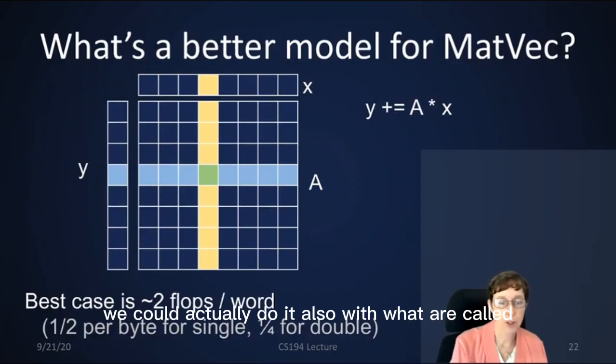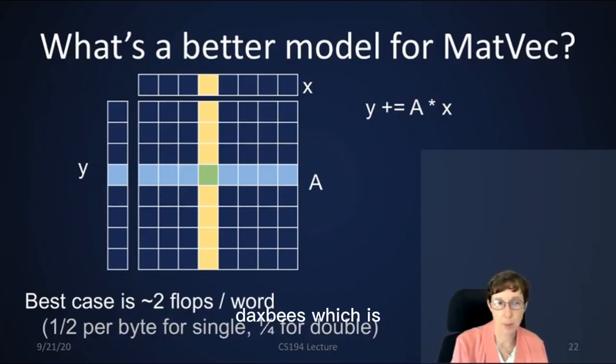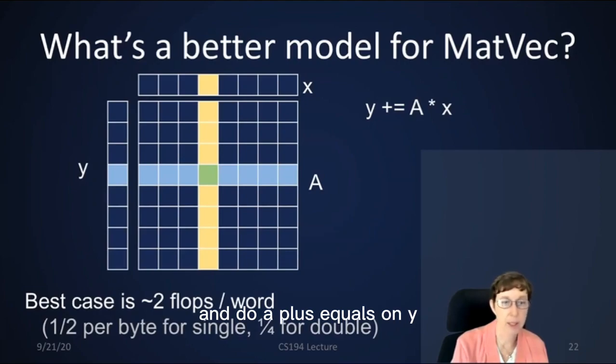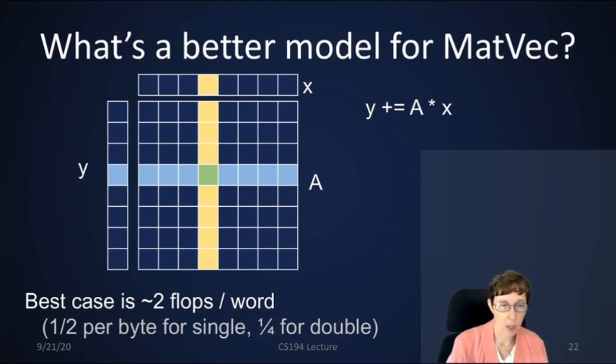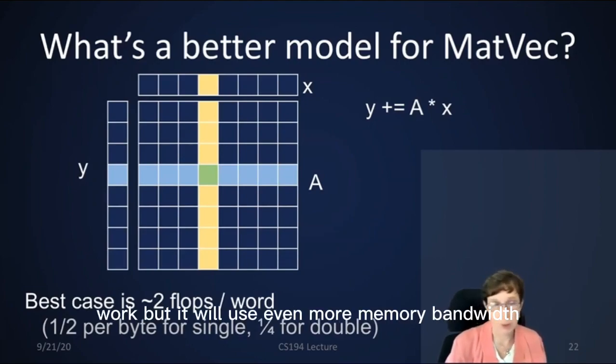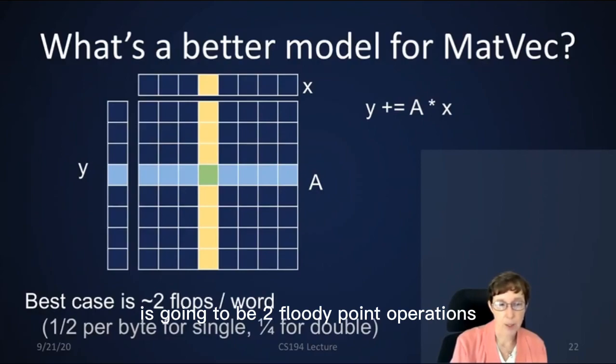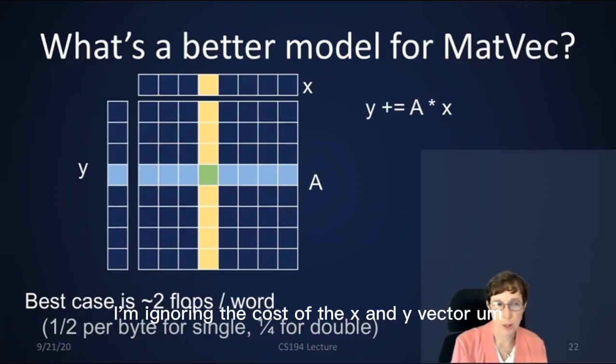We could actually do it also with what are called DAXPYs, which is to broadcast this element of X down, multiply it times this entire vector, and do a plus equals on Y, and that will also work, but it will use even more memory bandwidth. But the best case here is going to be 2 floating point operations, or approximately. I'm ignoring the cost of the X and Y vector per word.